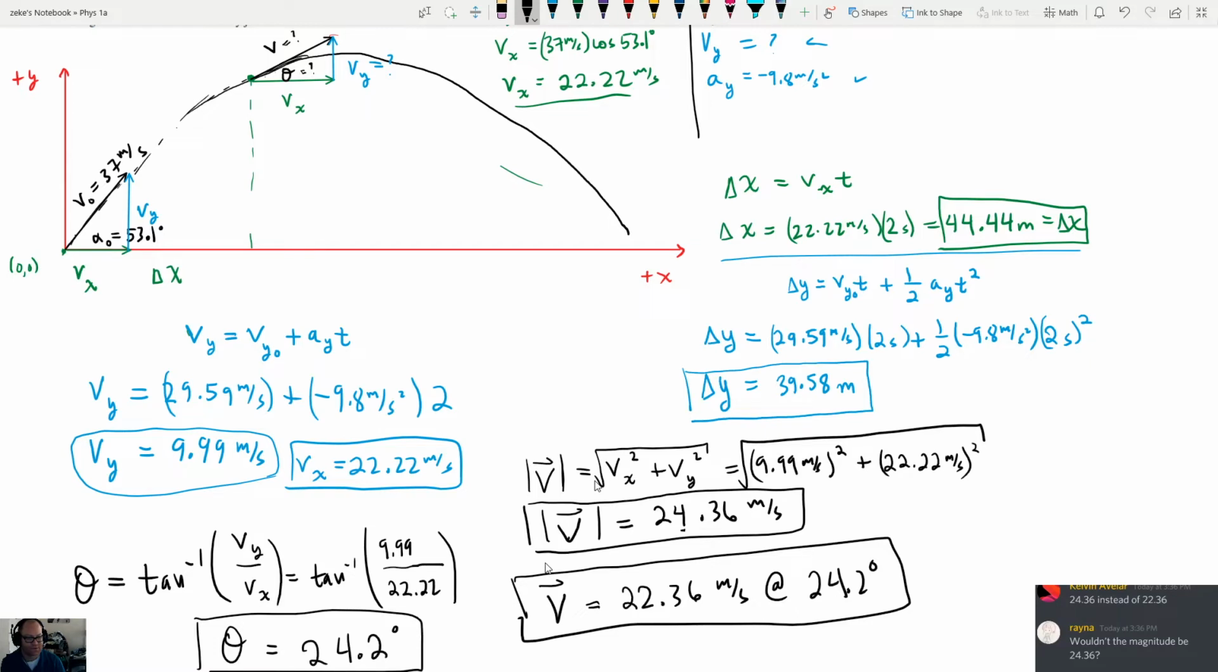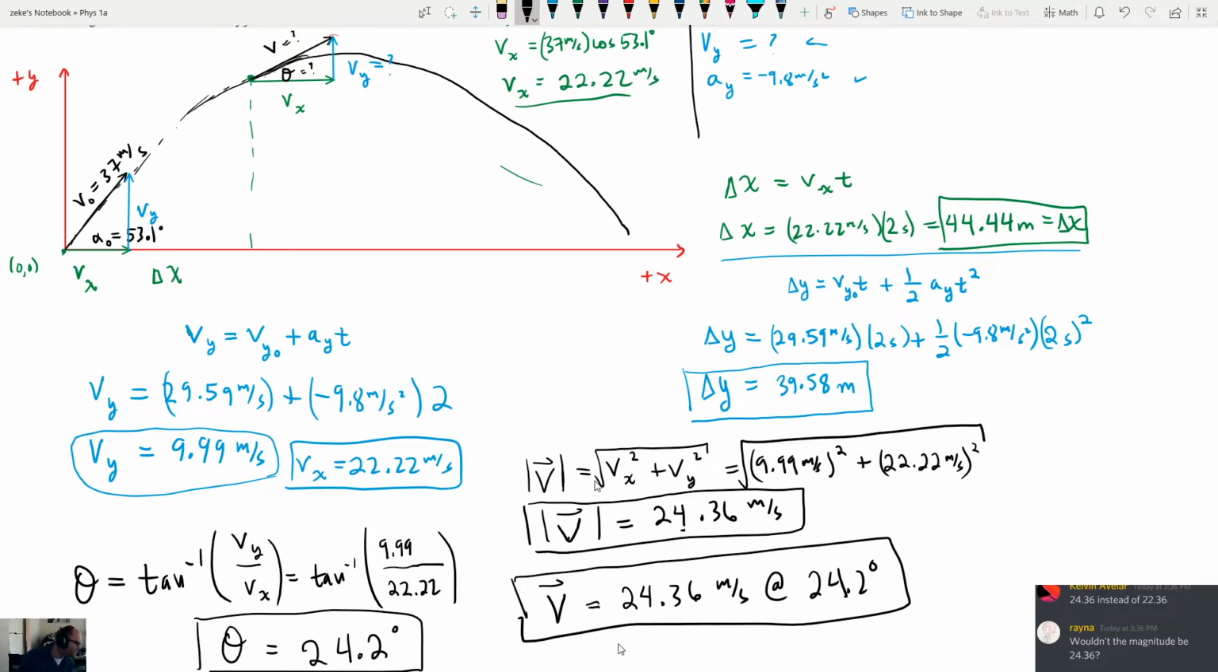Thank you, Raina and Kelvin. The rest of it's okay, though, right? I think it's okay. Let's look at the numbers. The angle was 24.2, and the velocity was 24.36. So we've got to change it in the answer, too. Right here. That should be a 4.